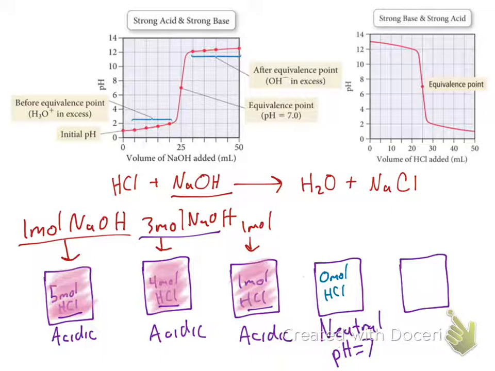Now, what would end up happening if I added some more sodium hydroxide? So let's just say I add 2 moles of sodium hydroxide. Well, if I add 2 moles of sodium hydroxide, what would I end up with in here? I would end up with 2 moles of sodium hydroxide, because there's 0 acid to react with that sodium hydroxide. So the sodium hydroxide does not react, and we end up with a basic solution now.